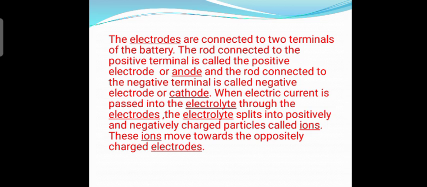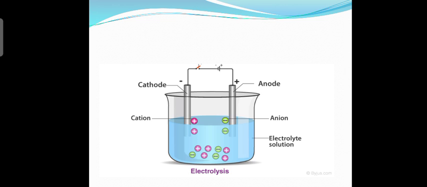So this entire process is shown in the next figure. This picture is showing the beaker filled with water. Two electrodes are inserted into it and they are connected to the two terminals of the battery. The rod which is connected to the negative terminal is cathode and which is connected to the positive terminal is anode. When current is passed through the solution, it splits into positive and negative charge ions. Positive charge ions are moving towards the cathode as they have opposite charge, and negative charge ions are moving towards the anode.